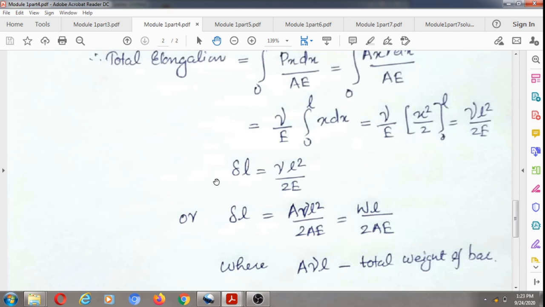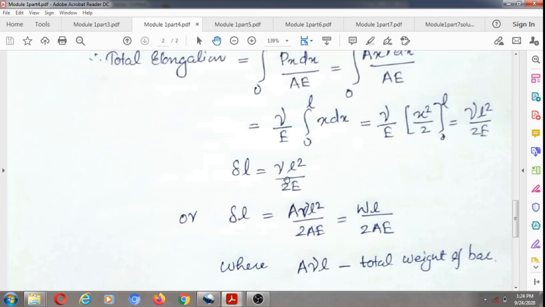Here we can see that the total elongation is related to its unit weight and Young's modulus. When Young's modulus is increased, the elongation is reduced. Similarly, when the weight is increased, that is its unit weight is increased, its elongation also increases. That is the proportionality. Now this is the expression connecting unit weight, Young's modulus, length, etc.